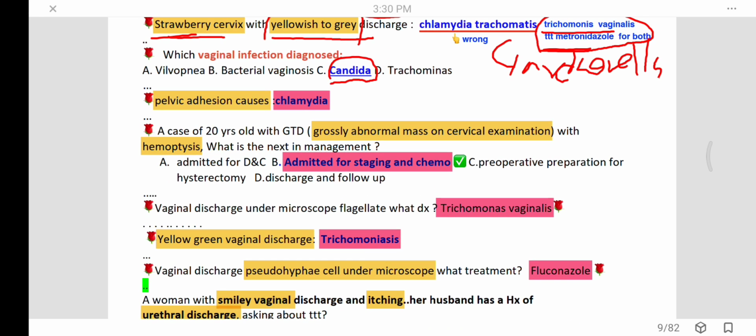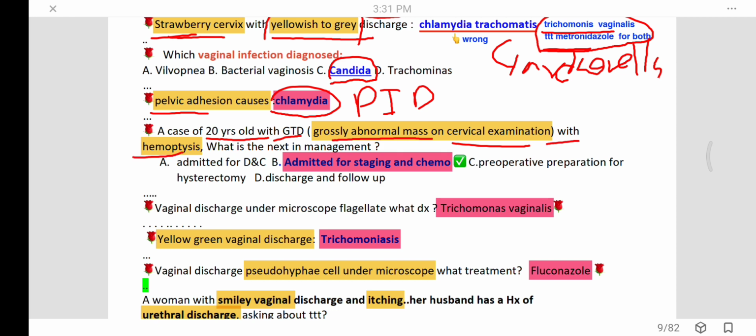The question asks pelvic adhesions caused by, so pelvic inflammatory disease is caused by chlamydia, as I have told you earlier. A case of a 20-year-old with gestational trophoblastic disease, I assume this is GTD. Grossly abnormal mass on cervical examination, then it is for sure gestational trophoblastic disease or molar pregnancy with hemoptysis. What is the next step in management? Admit for the staging of the disease. This is very important. If they mention GTD, gestational trophoblastic disease, then you have to do the staging for proper management.